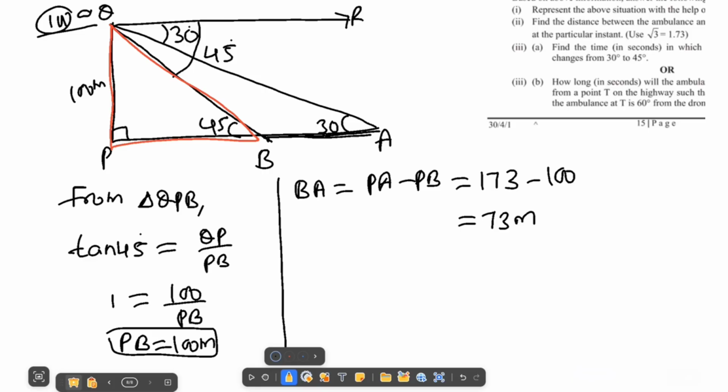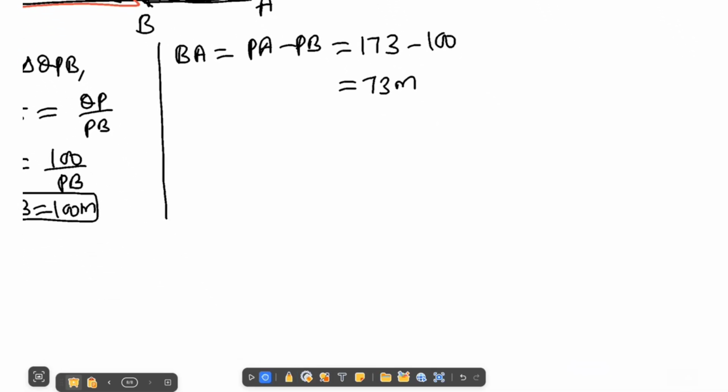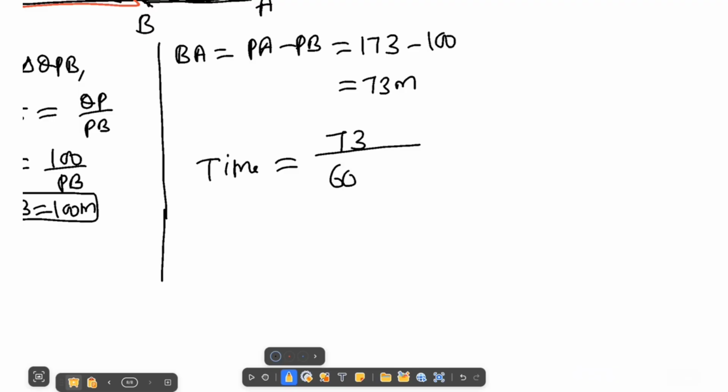So we have to find the time. Time is the distance by speed, right? So let's find the time taken to travel this 73 meters. Time is equal to distance by speed. Distance is 73 meters and speed is 60 kilometers per hour.